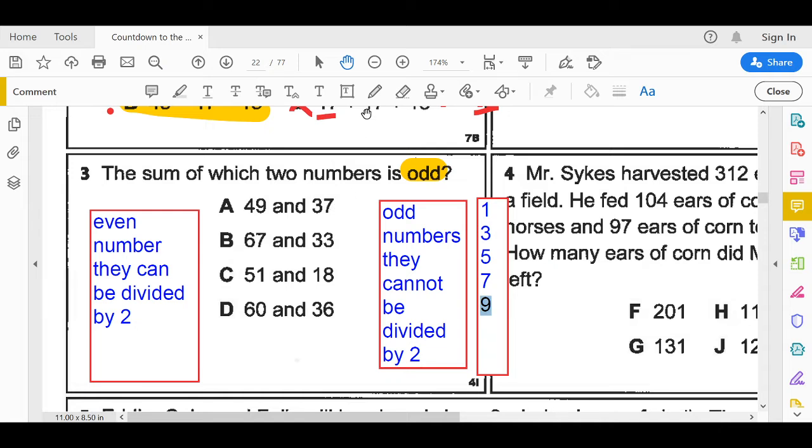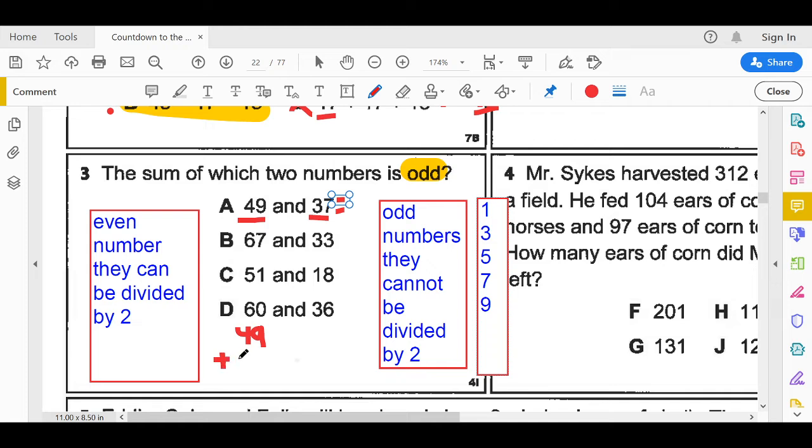Now, the first thing we have to do is add these numbers to see which ones are odd. So the first one right here is 49 plus 37. Make sure you're adding that on your paper. I'm just going to do one with you right here as an addition, but I should be able to see all of them on your paper.